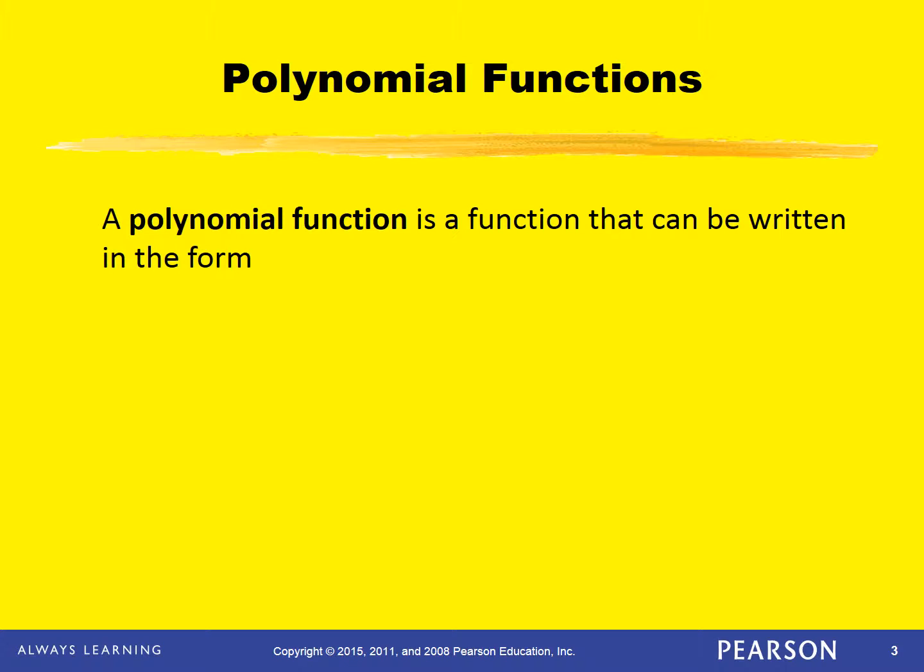A polynomial function is a function that can be written in the form... Okay, now what is this? This is complicated, but you can think of it as a sum of ax to the n's. After all, there's only one variable, x. So it's a polynomial in one variable. So we've got here a sum of ax to the n's. And if that's all you have in it, then it's a polynomial function.